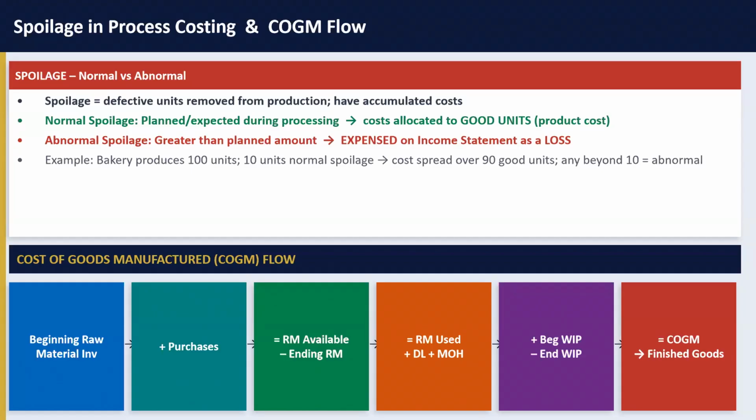How do you treat abnormal spoilage? It is greater than the planned amount. More than the limit of normal spoilage, we have lost it. At that time, it is to be expensed as abnormal loss in our income statement.